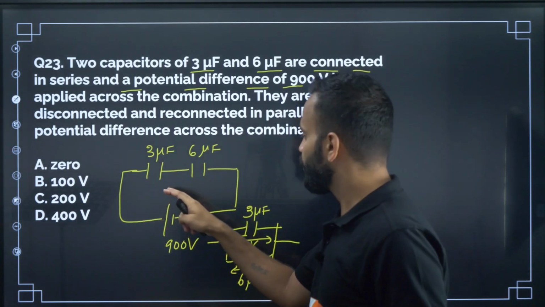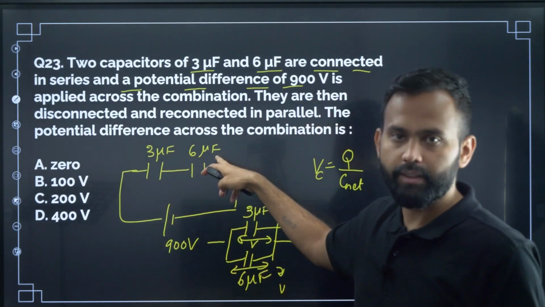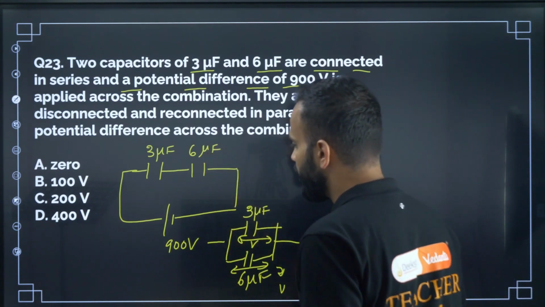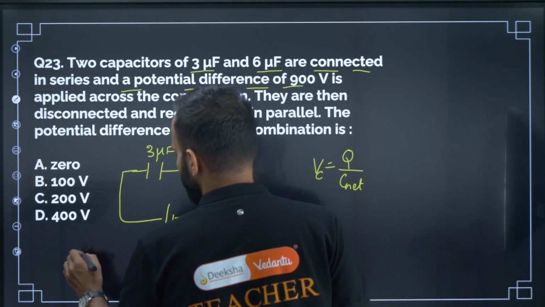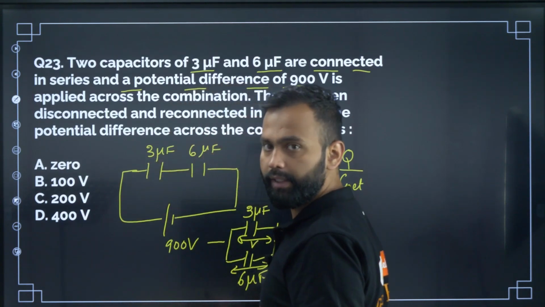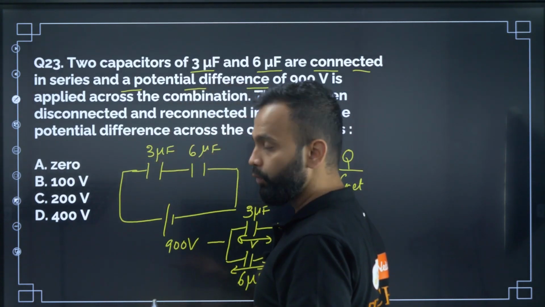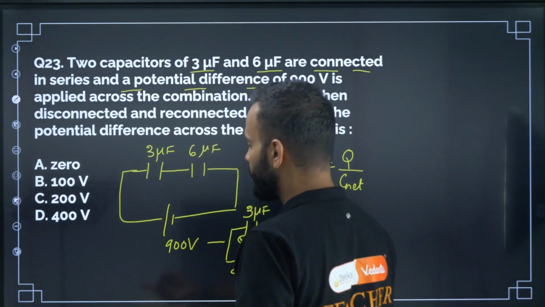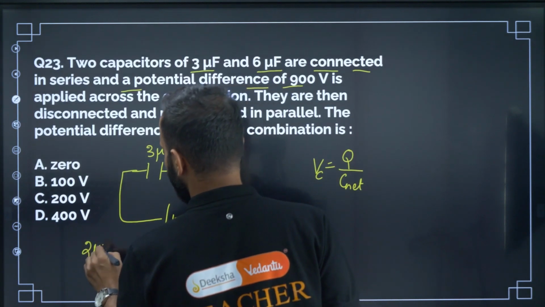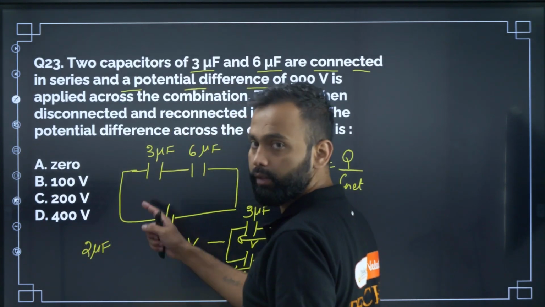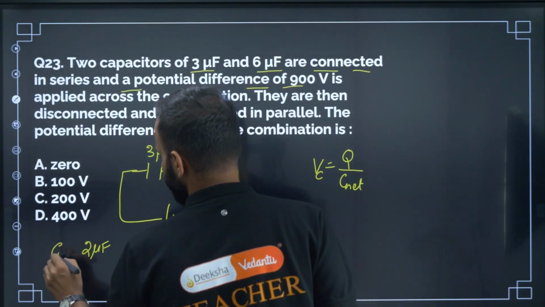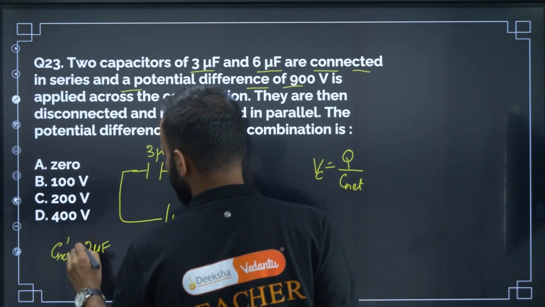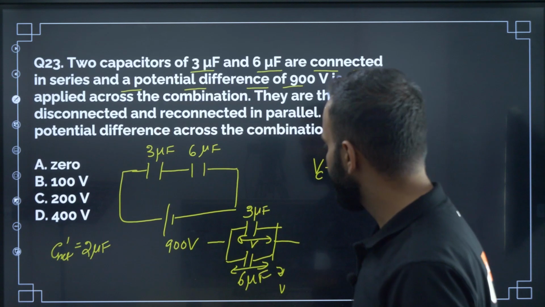Take the net capacitance. What is the net capacitance? 1 by 3 plus 1 by 6, that is 1 by 2. So 1 by C net is equal to 1 by 2, that is 2 microfarad. The net capacitance of this series combination is 2 microfarad, C net dash.